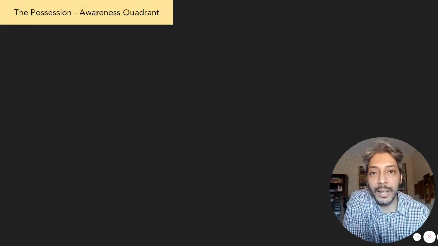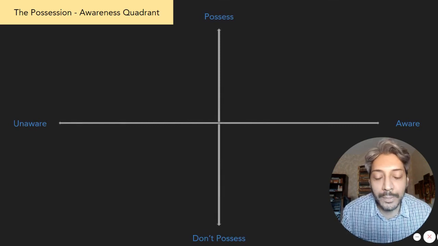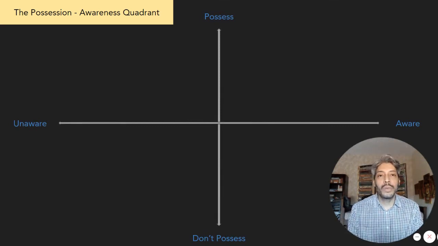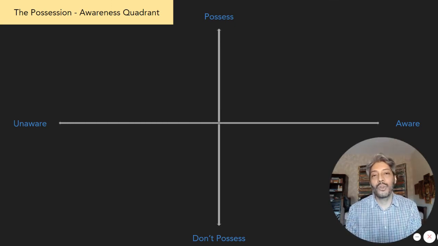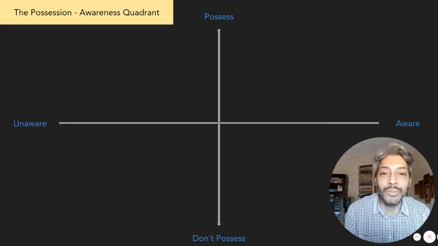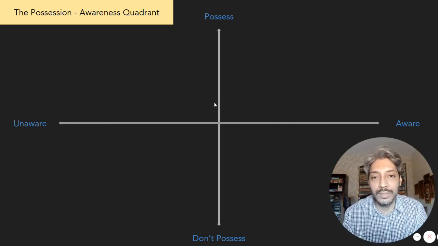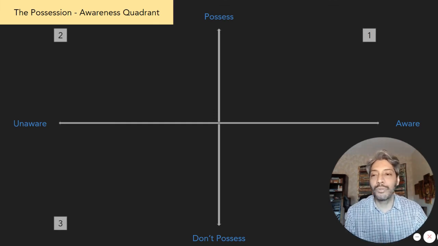So essentially, as the name suggests, it's a quadrant. It's divided into four parts. And on the y axis, we measure whether we possess an attribute. And on the x axis, we check for whether we are aware of the fact that we possess an attribute. Now let's talk a bit more about it. Let's get into these definitions, and the fact that there are four quadrants and what each quadrant represents.